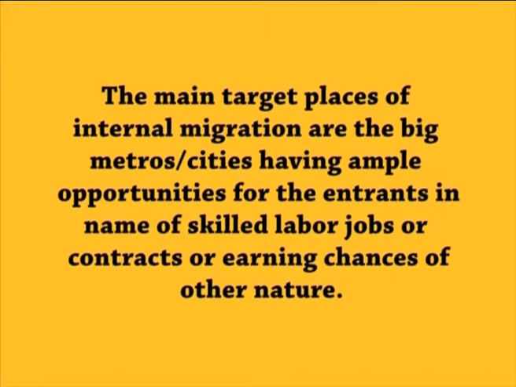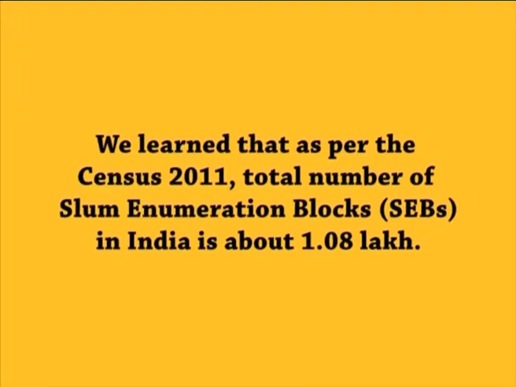The main target places of internal migration are the big metros and big cities having ample opportunities for entrance in the name of skilled labor jobs or contracts or earning chances of other nature. We learned that as per Census 11, the total number of slum enumeration blocks in India is about 1.08 lakh. The largest number of slum enumerated blocks has been reported from Maharashtra, that is 21,359. Maharashtra, housing the financial capital of the nation named Mumbai, and more big metros like the capital, New Delhi, show big chances to the people thinking of internal migration for economic growth and development. At times, the influx of people to these cities is very heavy, followed by random growth in size of already existing slums and development of new slums also.